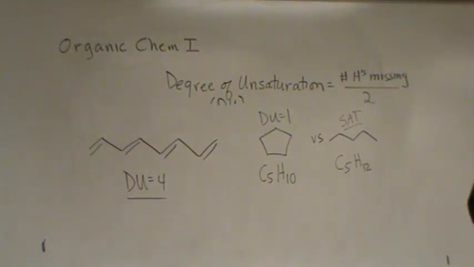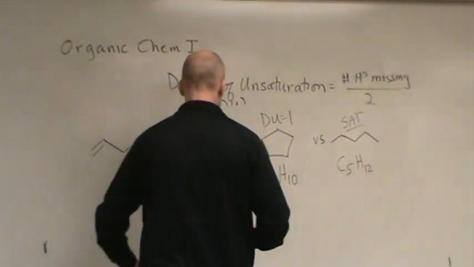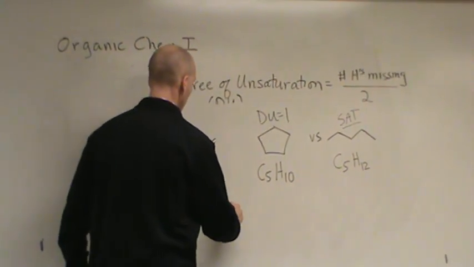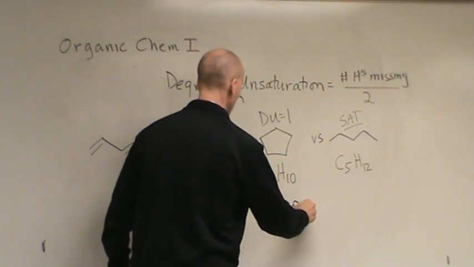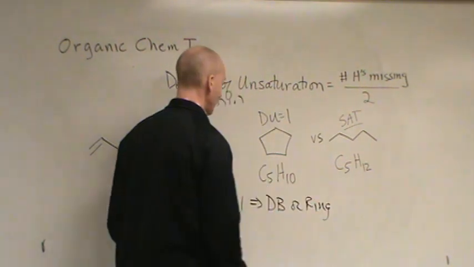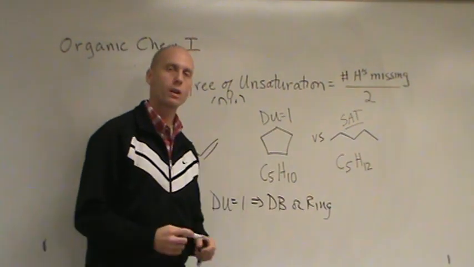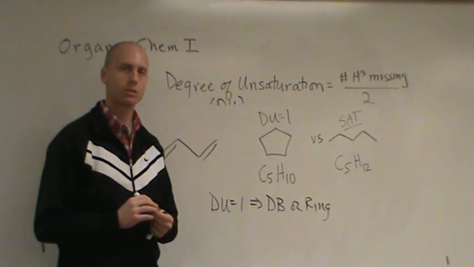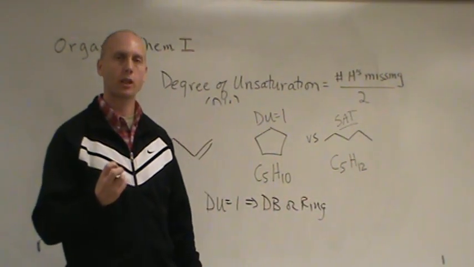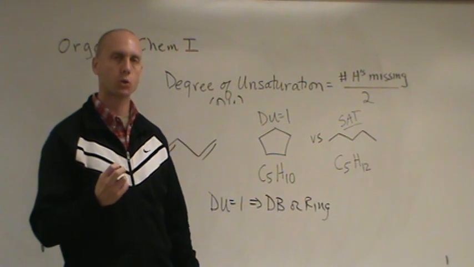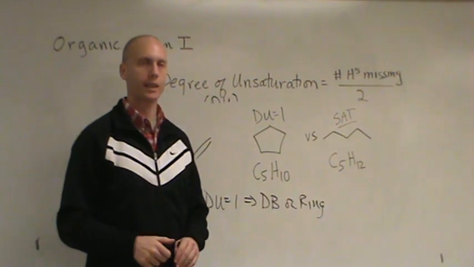Here we just learned an important principle, that a degree of unsaturation of 1 means that the molecule has either a double bond or a ring in it. See that? So write down, anytime I have a ring, that takes up 1 degree of unsaturation. It forces me to lose 2 hydrogens from the saturated case.